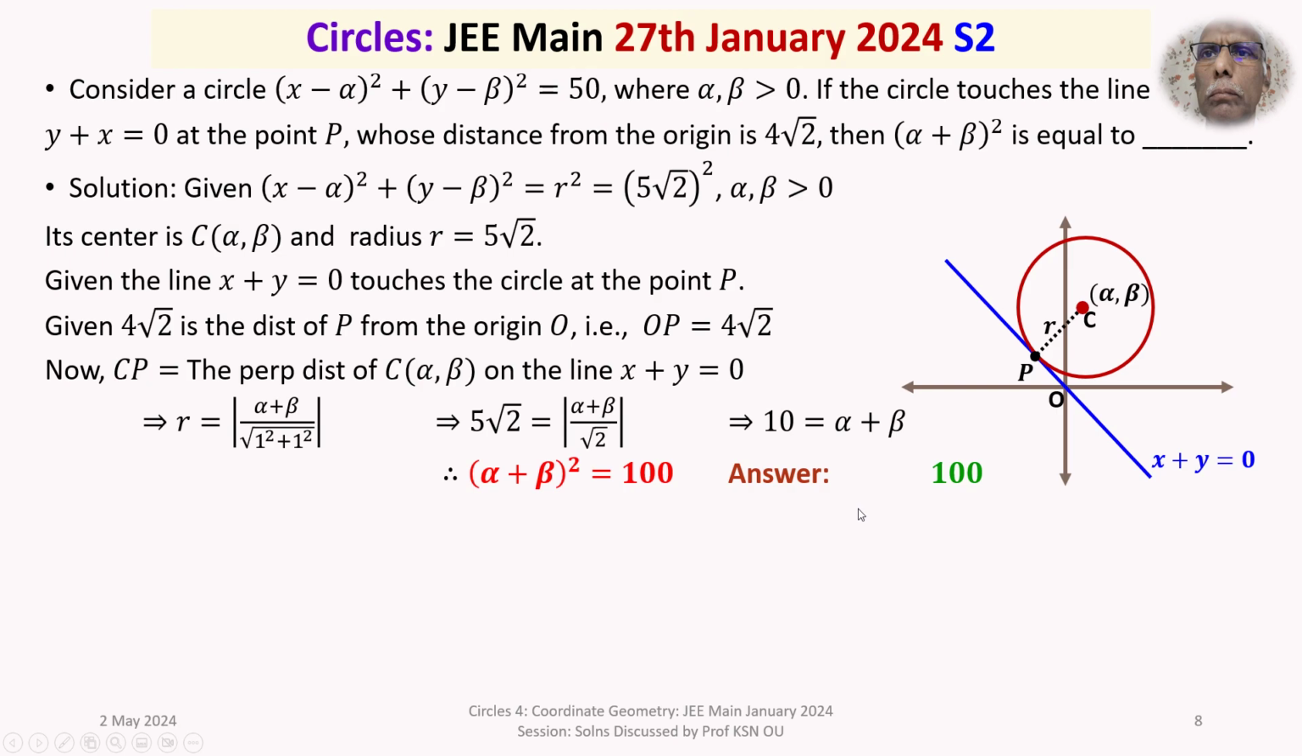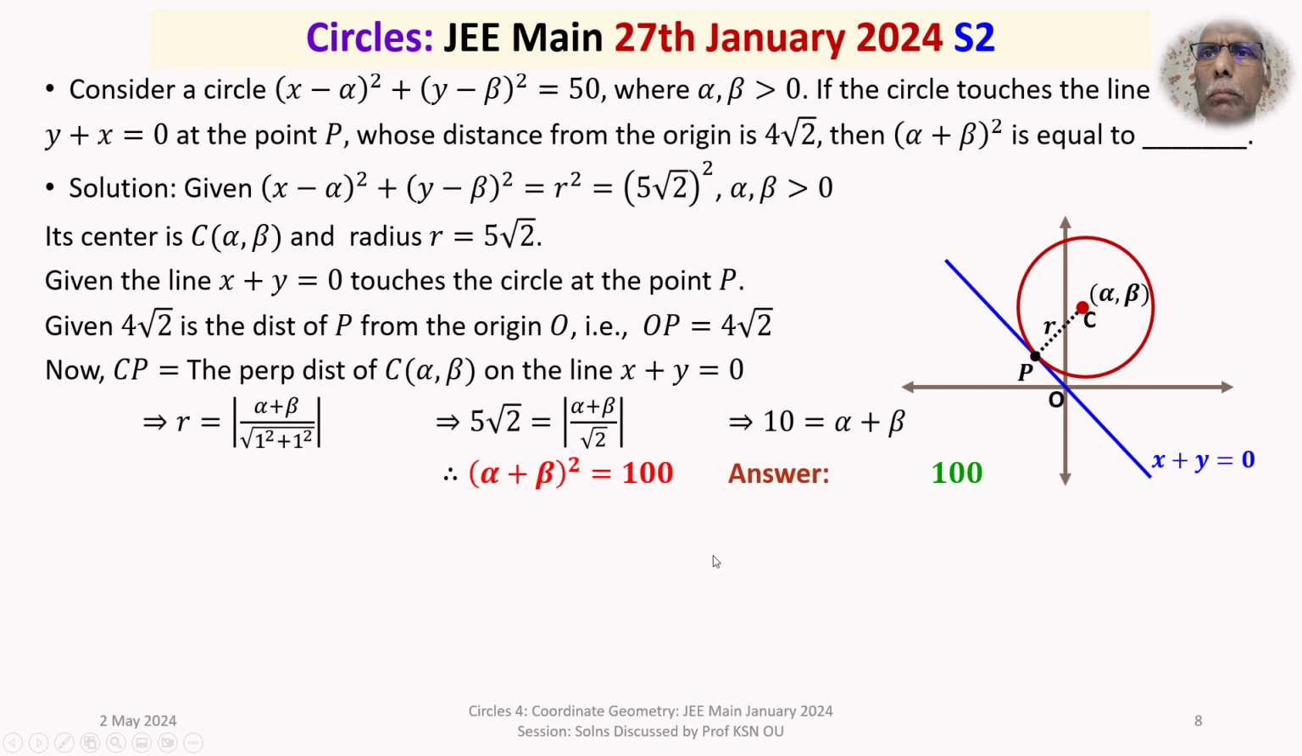The answer to this question is again a numeric value type question. Therefore, the answer is 100. That is the detailed discussion of the solution of this problem, and it is a very simple and straightforward question. But in this, what you observe is this condition, 4√2 is the distance of P from the origin O, that is OP is equal to 4√2, we have not used at all, but still we got the answer. Therefore, that condition is not necessary to get (α + β)².